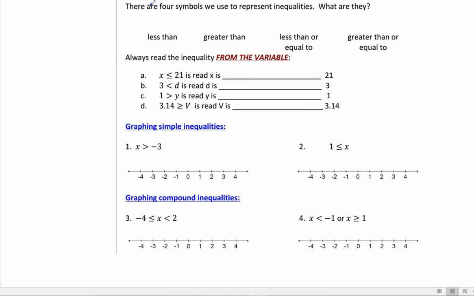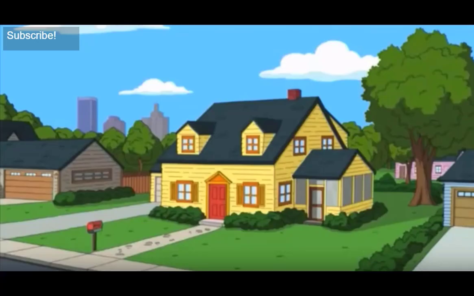Alrighty then, like Ace Ventura, Pet Detective, Jim Carrey. 4 symbols we use to represent inequalities. What are they? Remember, less than is this. This is less than, okay? Greater than, less than or equal to, greater than or equal to. We should all at least have seen them. The problem is, from time to time, we forget what they mean. We might mix up less than and greater than because we're not 100% sure which one is which.